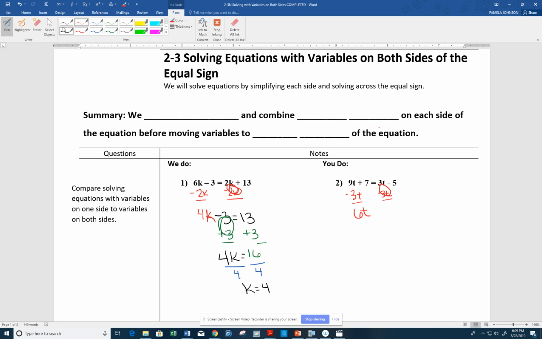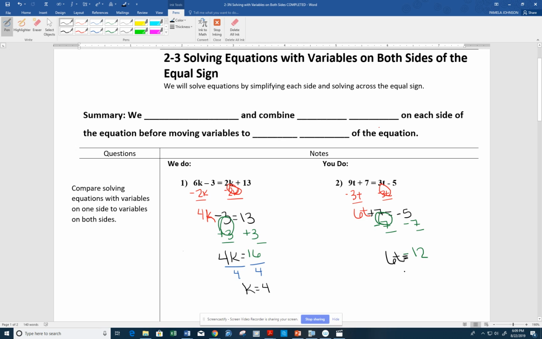All right. If you are back from pausing the video, you see I've already got my minus 3t from both sides. So I have 6t plus 7 equals negative 5t now. So now I'm going to take that 7 and subtract it from both sides. And these are going to zero out. This side over here is going to become negative 12. Now on the left, I still have a 6t. So 6t equals negative 12.